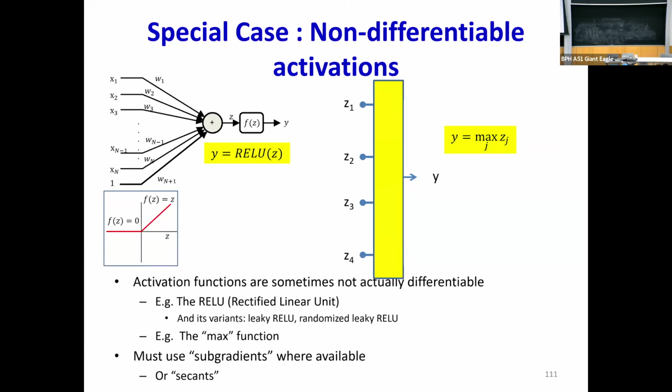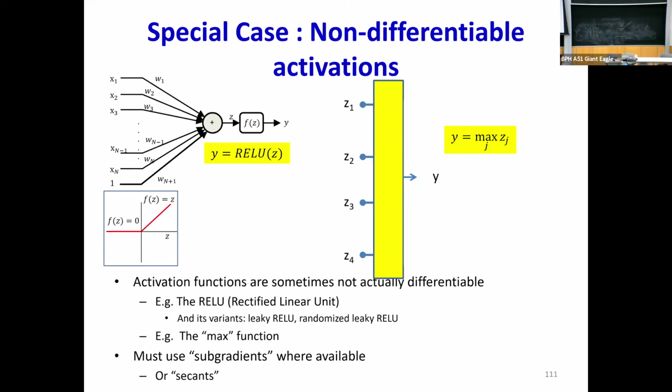When z is negative, what's the derivative? 0, right? At z equals 0, what is the derivative? It's not defined, right? So we have this situation where if I look at the derivative, here it is 1, here it is 0. What about at this point? Now at this point, there is no derivative, but for our purposes, there is some useful information here.